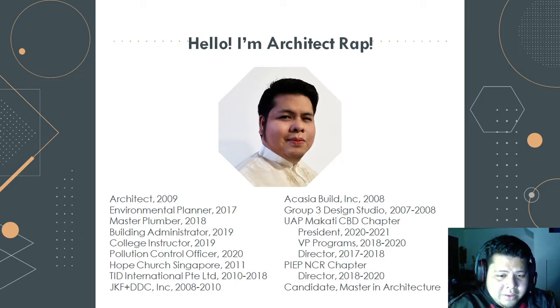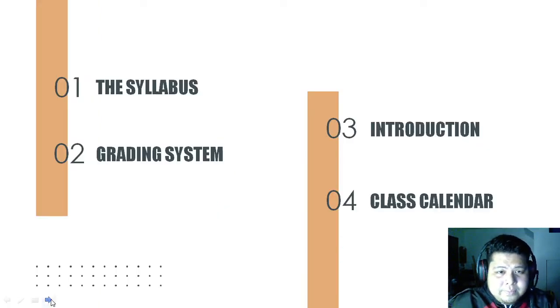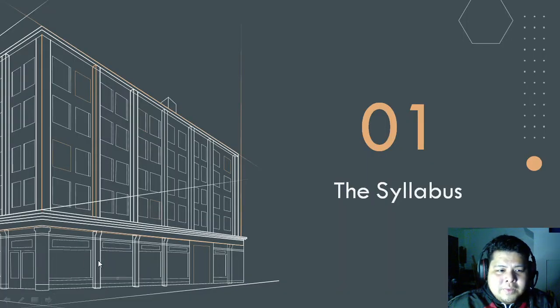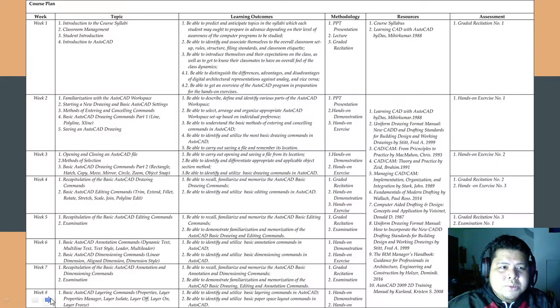And currently, like you, I am studying. I am a candidate for Master in Architecture. I am currently on my thesis subject. So what are we having for today in our class? First, we will be discussing the syllabus, followed by the grading system, and then an introduction about the CAD subject, and then we will be seeing our class calendar. All right, the syllabus.